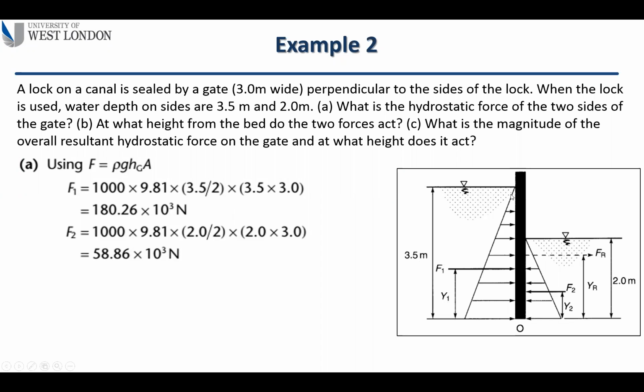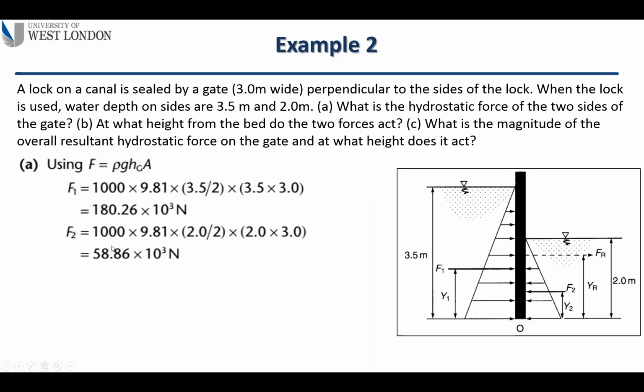So 3.5 over 2, okay, this is the left-hand side, times the area of the gate on the left-hand side, which is 3.5 meters high times 3 meters width, the width of the gate. So once you do this multiplication, the result is 180 point 26,000 newtons. Okay, this is the force, and the unit is newtons or kilonewtons. You can say 1,000 newtons.